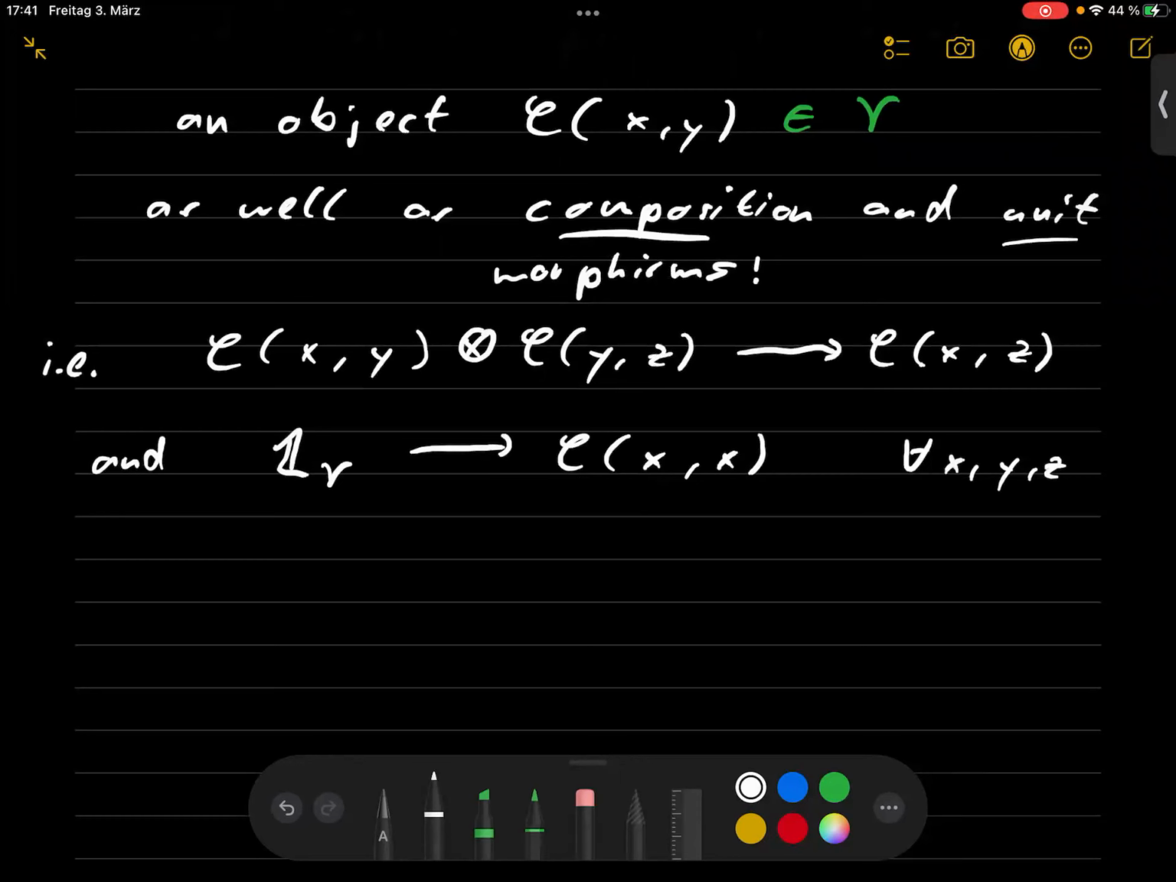Yeah, and then such that specific relations hold. So there are relations that say that the composition is associative and the unit is really unital. And I probably don't write all of them down now, but the obvious relations hold.